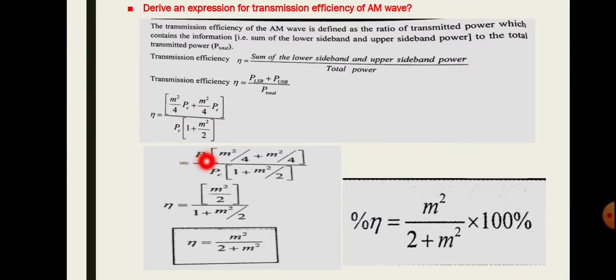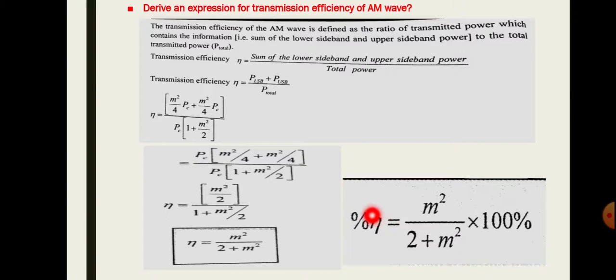PC can be taken outside, so that PC into m square by 4 plus m square by 4 whole divided by PC into 1 plus m square by 2. PC and PC will get cancelled. So eta will be equal to m square by 2 divided by 1 plus m square by 2. So eta will be equal to m square divided by 2 plus m square. Therefore, percentage of eta equal to m square by 2 plus m square into 100%.